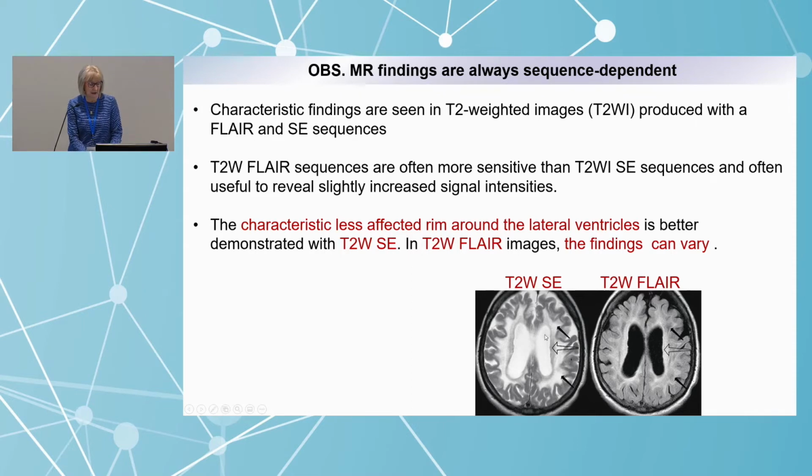But if we use FLAIR, we can have the same finding as in the earlier image, but look at this example. Here, the highest signal intensity is around the ventricles. So the findings in FLAIR imaging vary, and therefore I recommend using both spin echo and FLAIR sequences in patients who have ADLD or where ADLD is suspected.